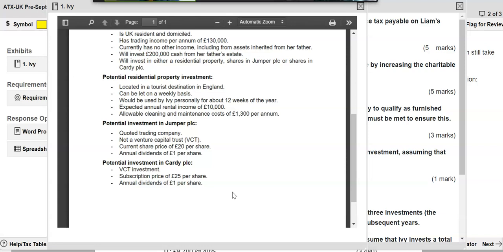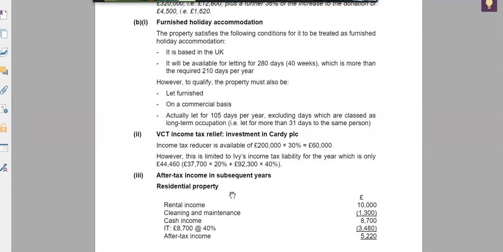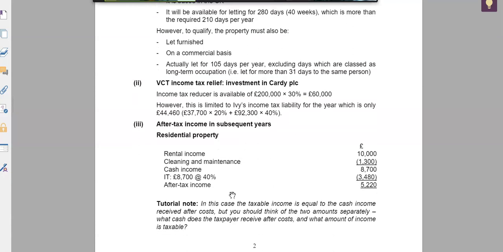And what was the relief in the VCT? There was a 30% income tax relief. Remember? You forgot to write about that. So the income tax reduction available is 200,000 at 30%, that is 60,000. However, this is limited to the income tax liability for the year, which is only 44,460. And how will it be calculated? 37,700 times 20% plus 92,300 times 40%, and that is 44,460. So this is just a 1 mark calculation. Yes.